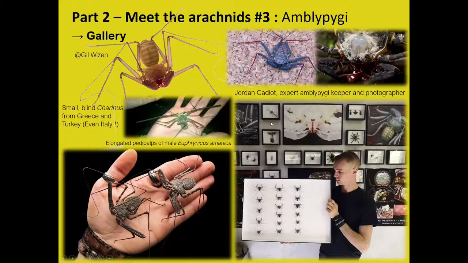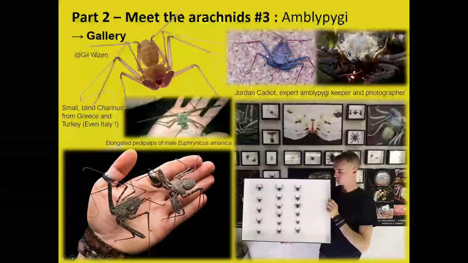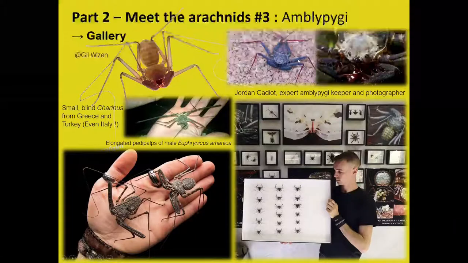This guy is an expert amblypygid keeper. He's on Twitter if you want. He has a ton of very impressive pics, and he kept a lot of species. So these are African species, for example. This also. And this one is a European whip spider, a blind, tiny creature, not as big as those ones. And this one is a North American species, if I remember correctly, of the genus Phrynus. This one too. So you can find them in desert environments also.